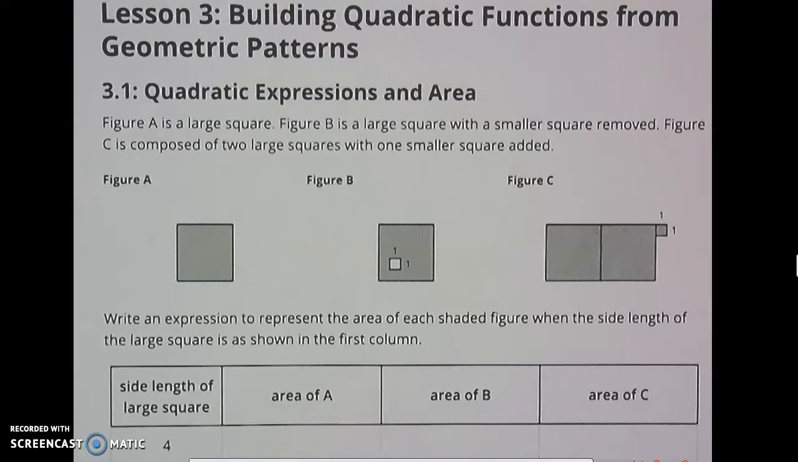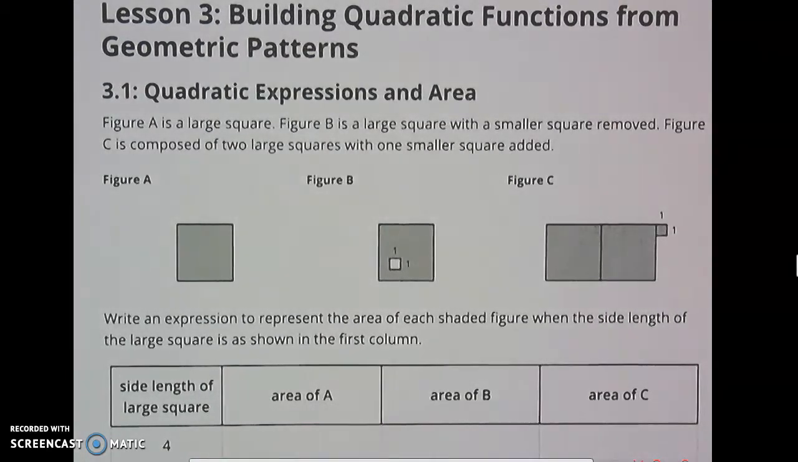Today we're going to be talking about building quadratic functions from geometric patterns. So our first question is all about quadratic expressions in area. Figure A is a large square. Figure B is a large square with a smaller square removed. And figure C is composed of two large squares with one smaller square added on.